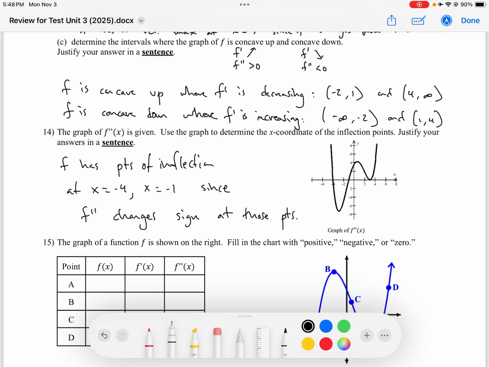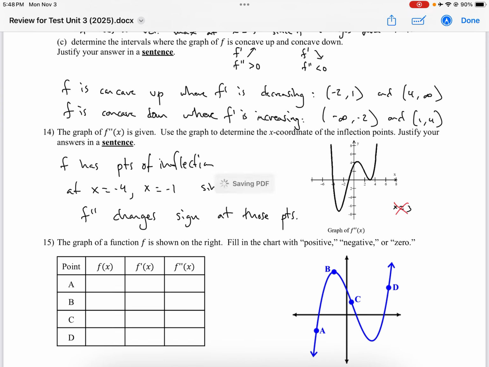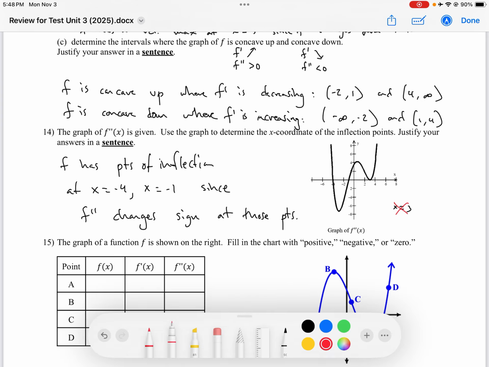Notice that it does not have one at x equals 3 because the second derivative does not change sign. By it, I mean the original function. The original function does not have a point of inflection at x equals 3.